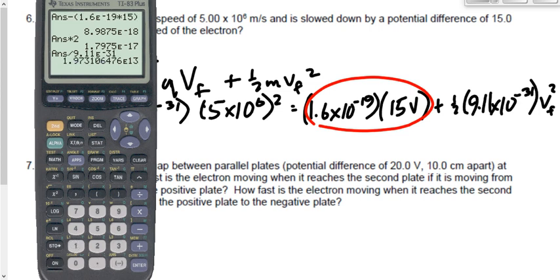What'd you say there, Dawson? Or 10 to the 13. And that's where we end up with 4.44 times 10 to the 6.